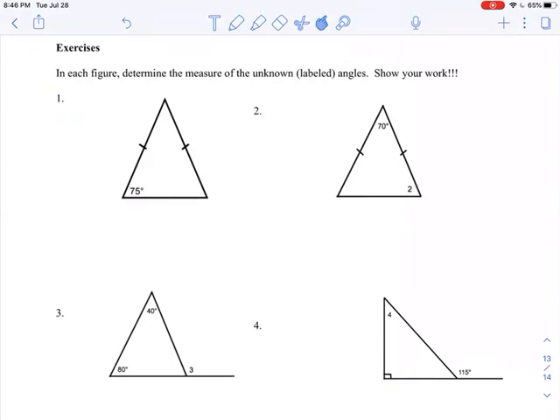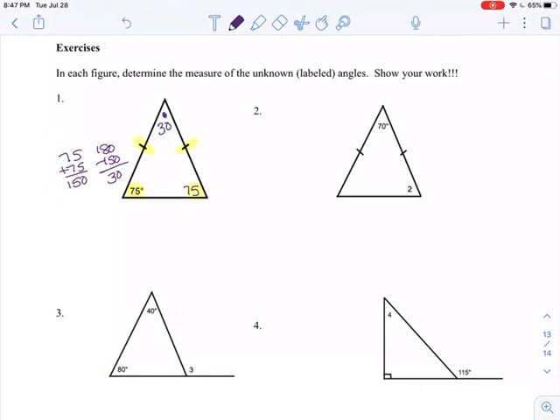All right, exercise 1. Determine the measure of the unknown labeled angles. Show your work. If we're looking at this, you can see that this is an isosceles triangle because those two sides are marked congruent. That means these two angles are equal right here. So automatically I know that this one on the right is 75. Then let's try to find this one up top, which we call the vertex angle. The three angles of a triangle equal 180. So I'm going to add the two angles that I have, and that's 150. Then 180 minus 150, that angle at the top is 30 degrees. So that's how I do it.